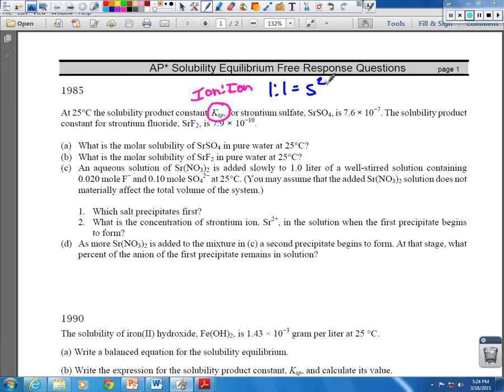Ooh, notice what they just did. They went from strontium sulfate to strontium fluoride. Why in the heck would they just change compounds? And notice what they did. They didn't give you the KSP. What did they give you? They gave you the solubility product, which is, hold on. No, okay, no, they gave you KSP as well. It says solubility product constant. Okay, so this is also KSP. So they gave you KSP for two different solids, right? Now, go ahead.